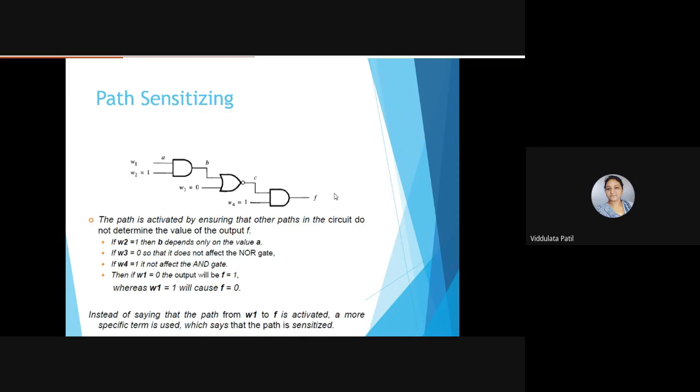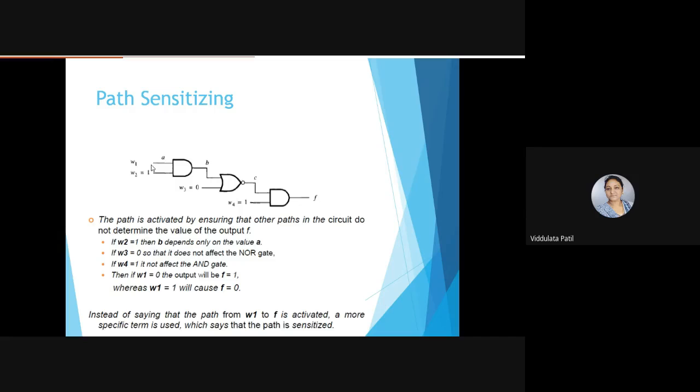Now what is done in this path sensitizing? A single input is activated, and then we see how the signal passes through that path towards the output. Depending on that, the impact of that input on the output is found out, and from that we get the fault that is detected.